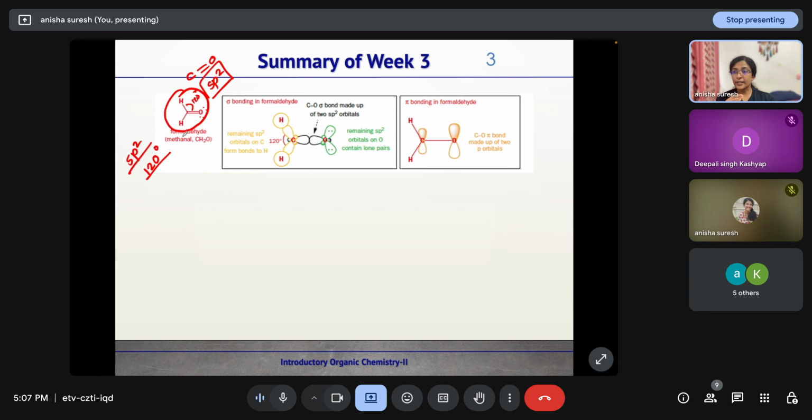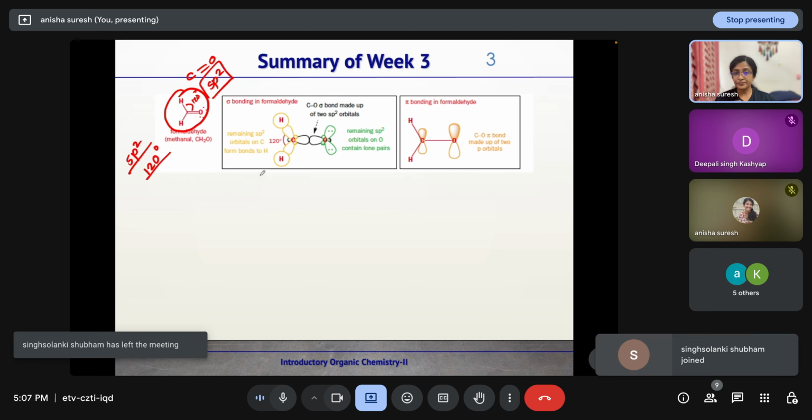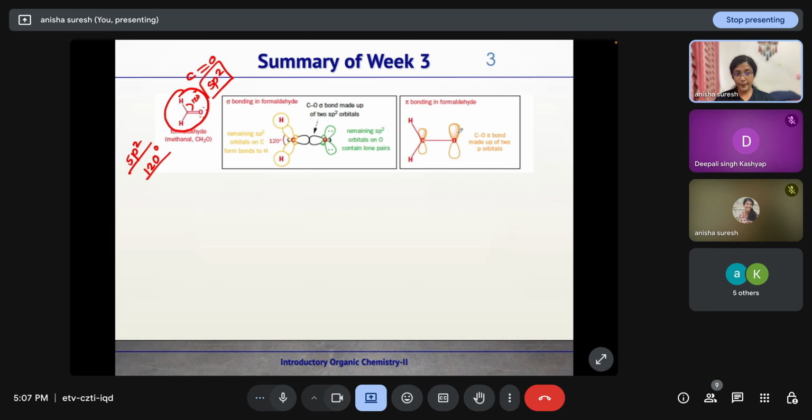Now we have a pi bond present here, right? So how is it overlapping? For the pi bonding to happen in formaldehyde, if we draw the molecular orbital picture for carbon and oxygen, the oxygen will be a little stabilized because of its electronegativity. So I will draw it a little downwards.